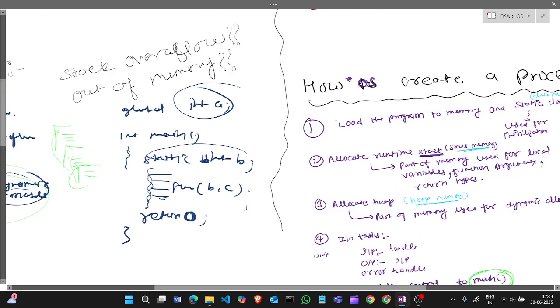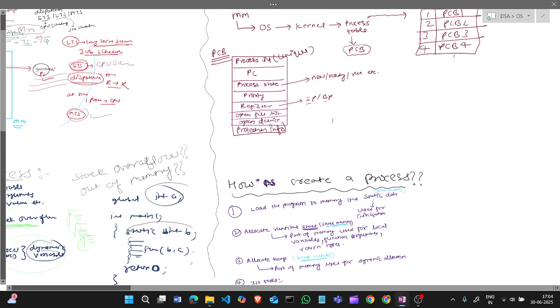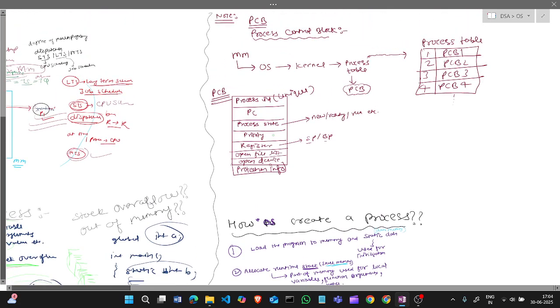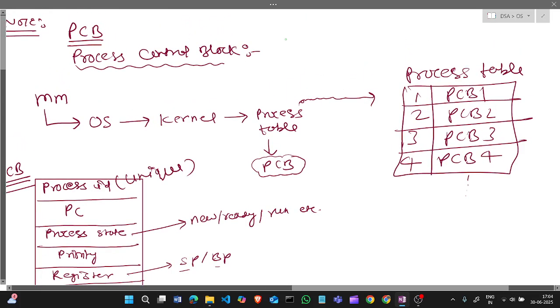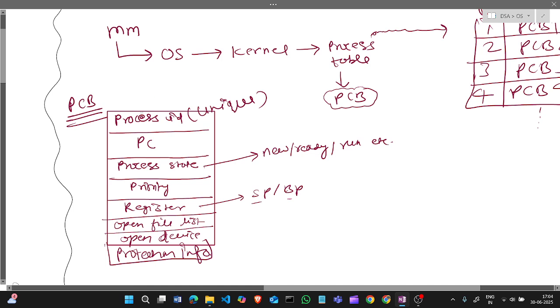Now see this. What is a PCB? PCB is a process control block. What is in a PCB? It stores the current status of a process. So every process has a PCB, a process control block.